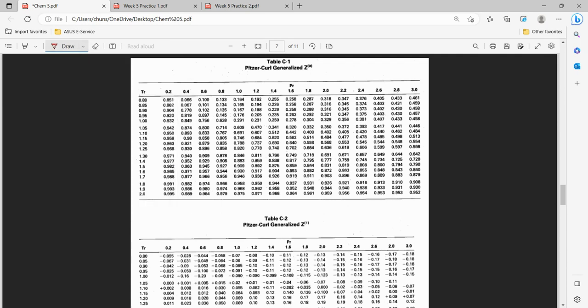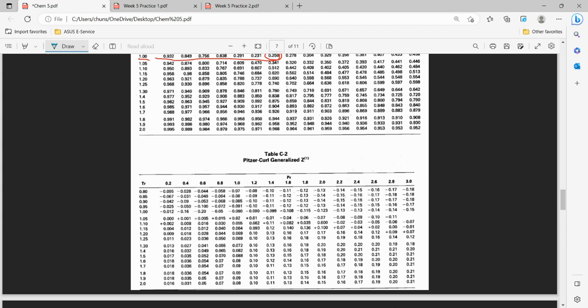So say your reduced properties are 1 for your temperature and 1.4 for your pressure. You're going to read along this axis and see where it intersects with this one. So that would be 0.250, and this would be equal to Z0. Now to find Z1, same process. Let's find, here's where they intersect. So then this gives negative 0.099.